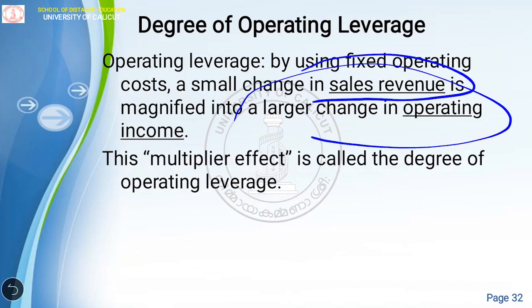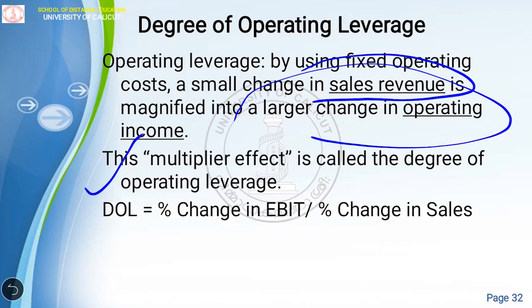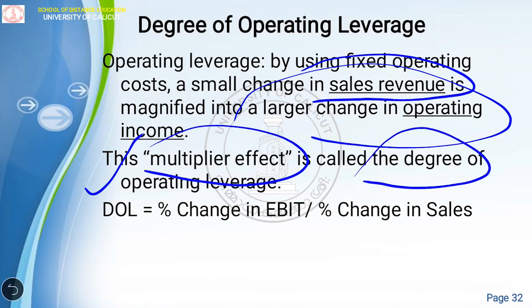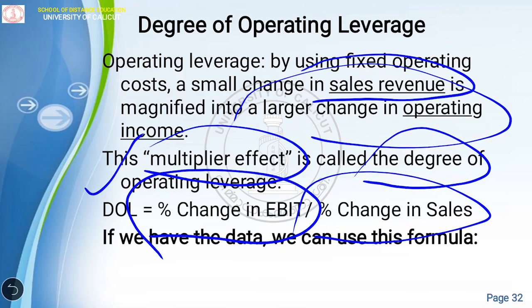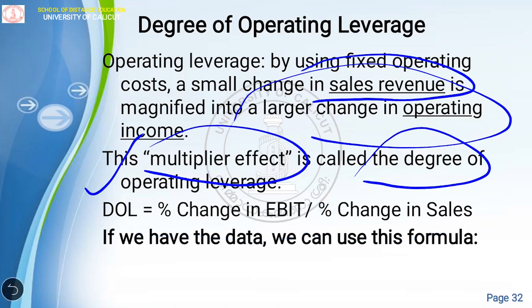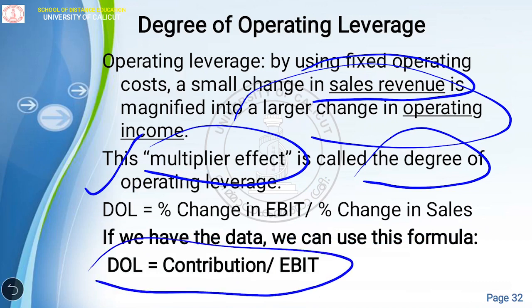Here the multiplier effect is called the degree of operating leverage. These are objective questions that may be asked. The multiplier effect of the operating leverage is called degree of operating leverage. In the case of financial leverage also, the multiplier effect of financial leverage is called degree of financial leverage. It can be calculated as percentage change in EBIT, earnings before interest and tax, divided by percentage change in sales. Degree of operating leverage means contribution divided by earnings before interest and tax.